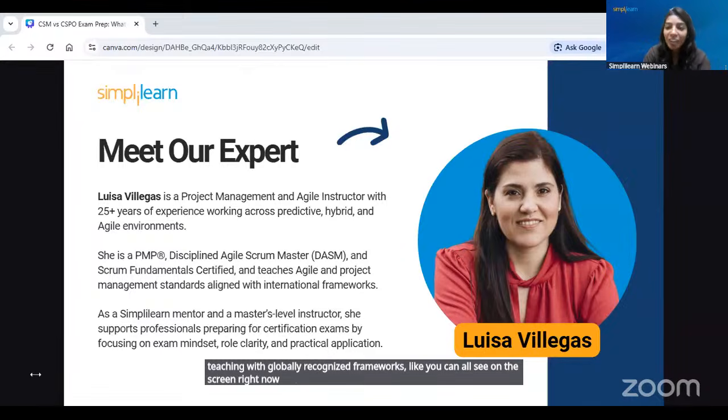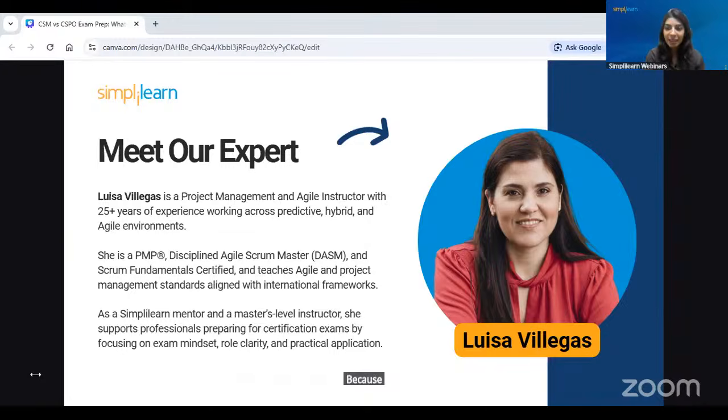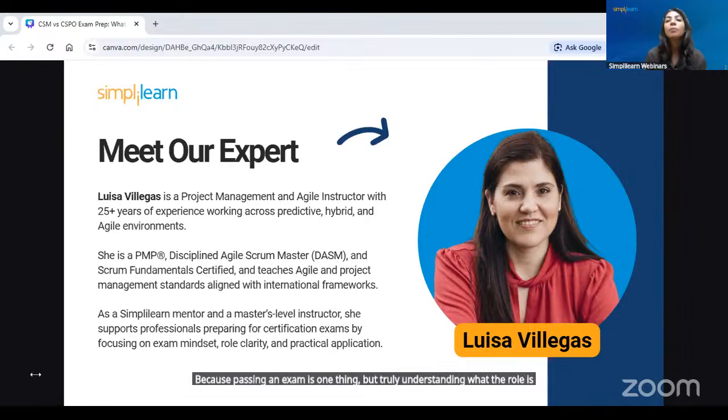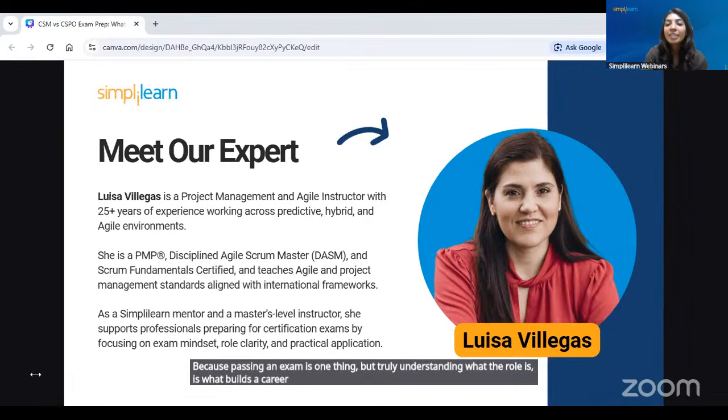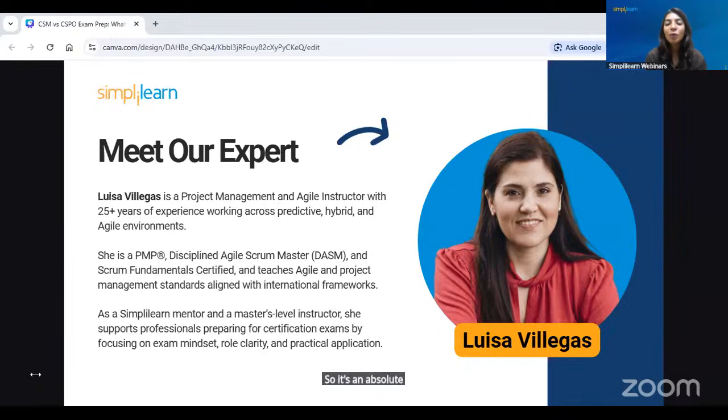And she focuses on exam mindset, on role clarity, and most importantly, on practical application, because passing an exam is one thing, but truly understanding what the role is what builds a career. And she is doing exactly that. And we're also happy to say that she is a Simplilearn mentor with us and a master's level instructor. So it's an absolute privilege to have someone like her join us.